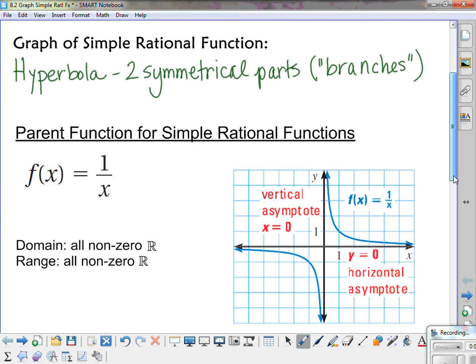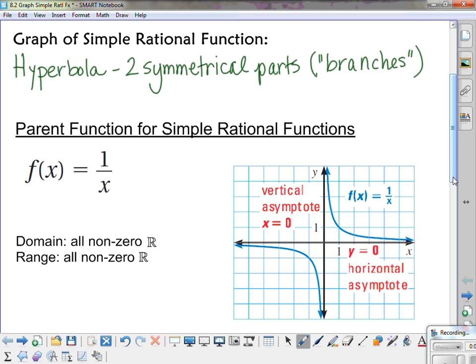So my basic graph, the parent function, is just 1 over x. And so my vertical asymptote is x equals 0, or the y-axis, and my horizontal asymptote is y equals 0, or the x-axis. The domain is all non-zero real numbers. The range is all non-zero real numbers.